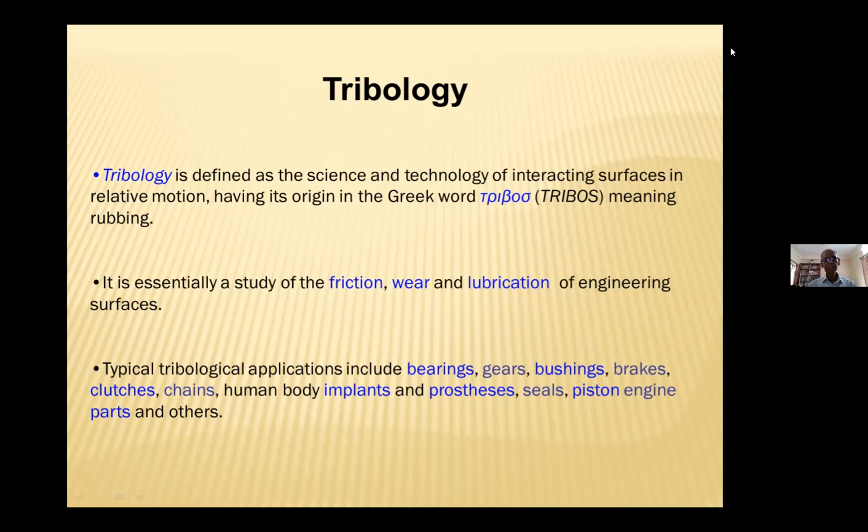Tribological applications are everywhere, and they include bearings, gears, bushings, brakes, clutches, chains, human body implants and processes. It's surprising that the human body consists of many sliding and rotating components, for example, knee and hip joints. And they eventually wear and create friction, and that gives us pain.